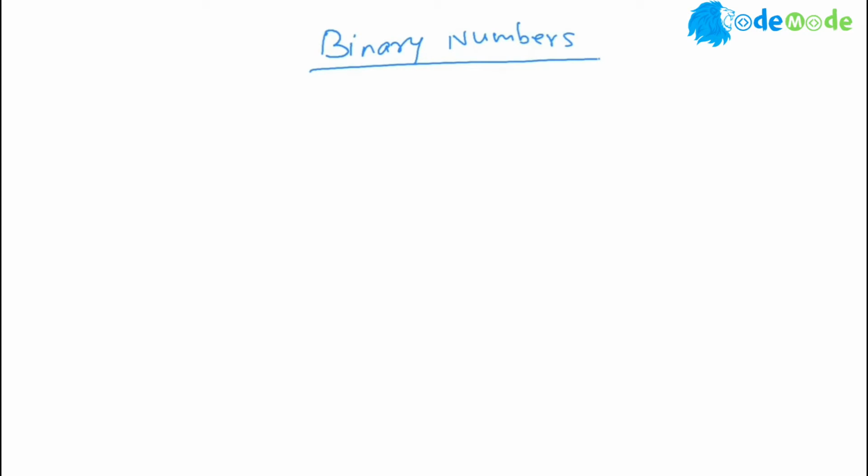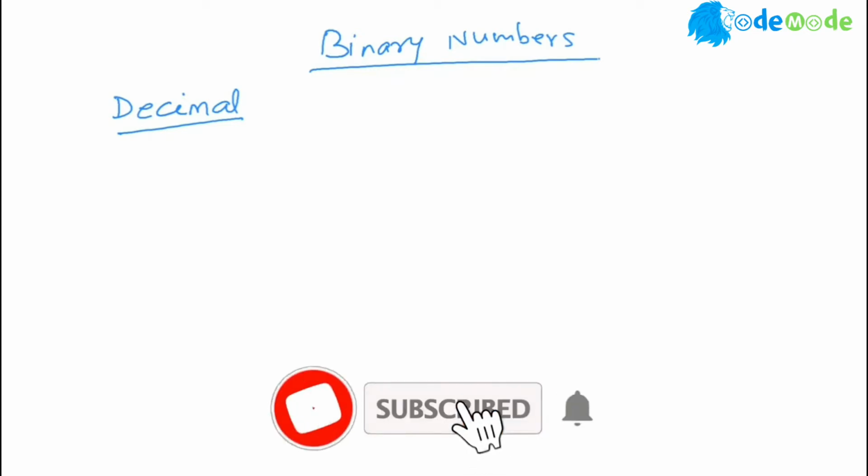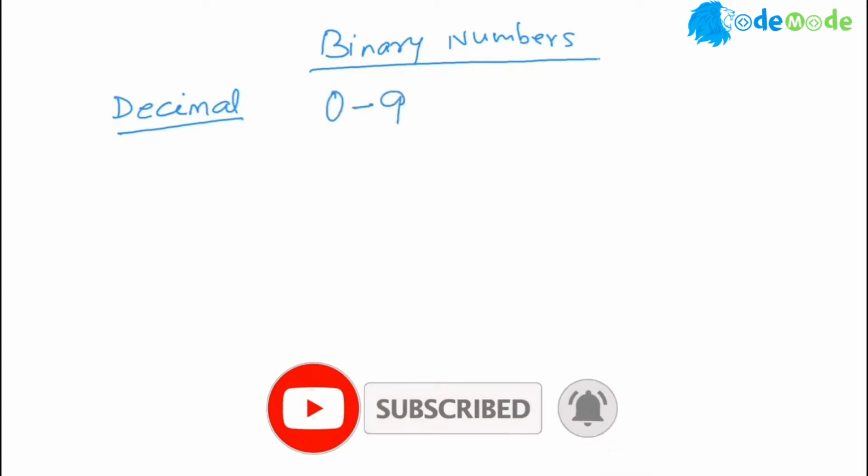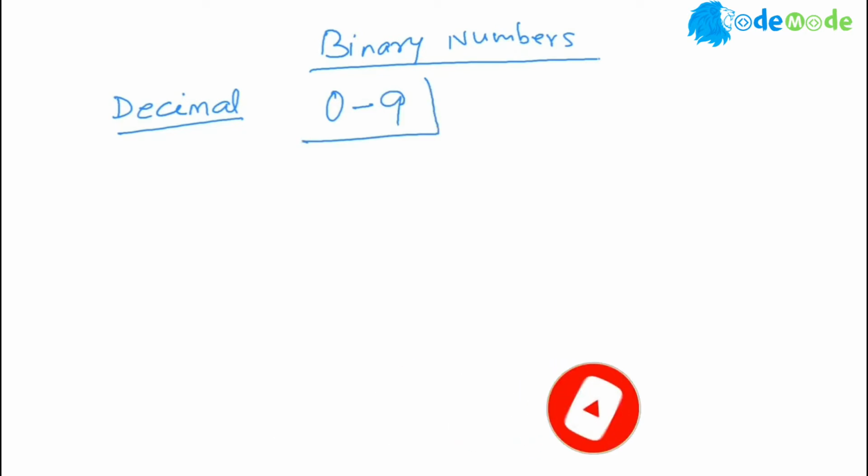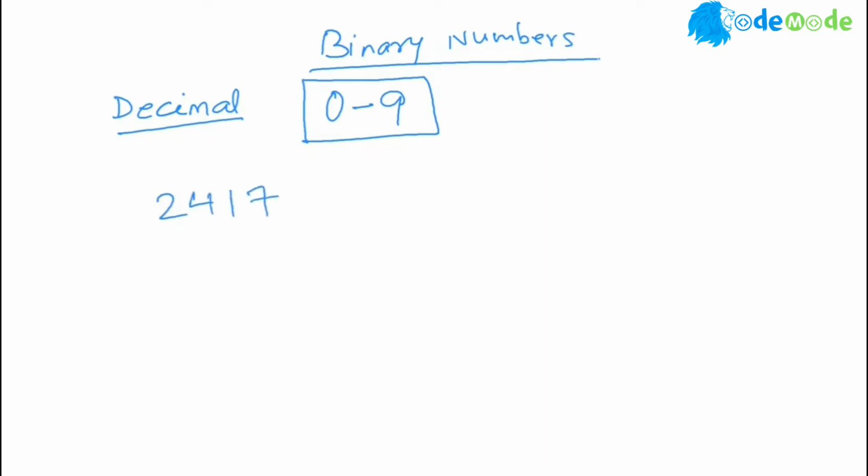But before we do the binary number, we need to quickly review what we call a decimal number. The decimal system is what you guys already know. We all know it's part of math. From kindergarten throughout your life, you talk about decimals, which is nothing but a set of numbers consisting of 0 to 9. So for example, we say 2417. That's a decimal number, that's in the decimal system.